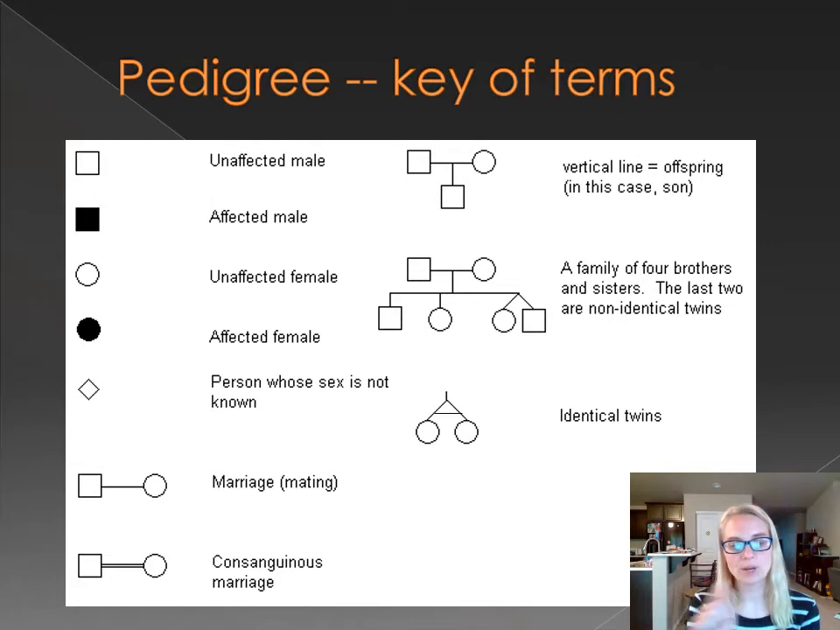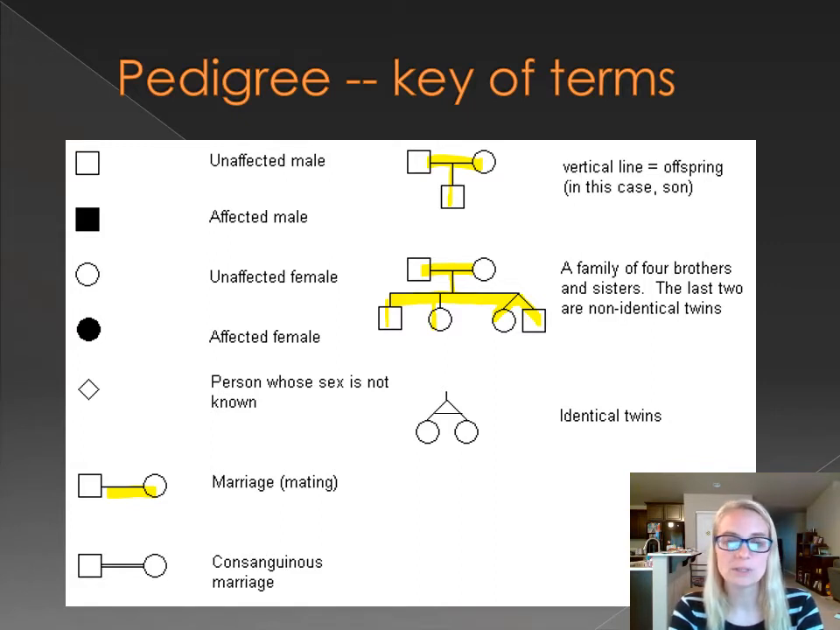When you have two shapes attached by a single line, this would be a mating, typically known as a marriage, but that doesn't always have to be the case. So let me highlight these. A horizontal line is a mating, here between a male and a female, and a vertical line is an offspring. So that's a son in this particular case. For a family, you would have your mating, your offspring, and then another horizontal line showing the family. All of these would be siblings: a brother, a sister, and non-identical twins.